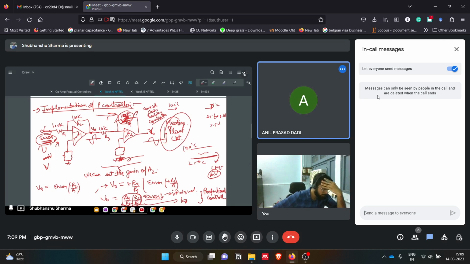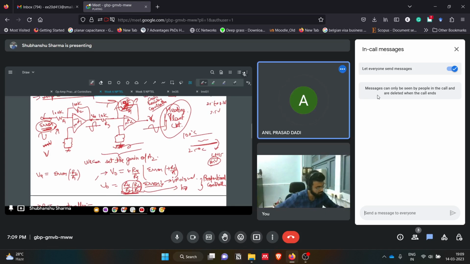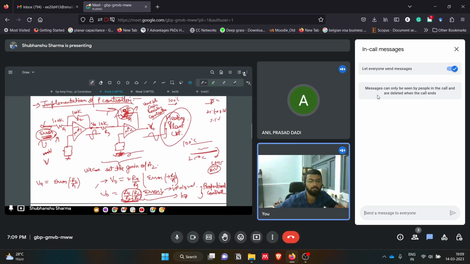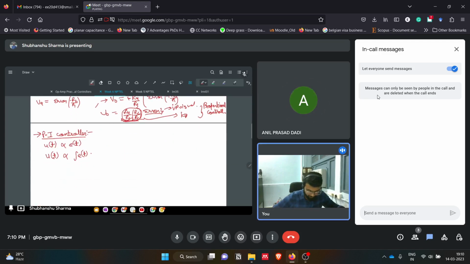For now, just think that we need some variable gain, and it can be adjusted according to the requirements of the heating plant. Fine. Okay.